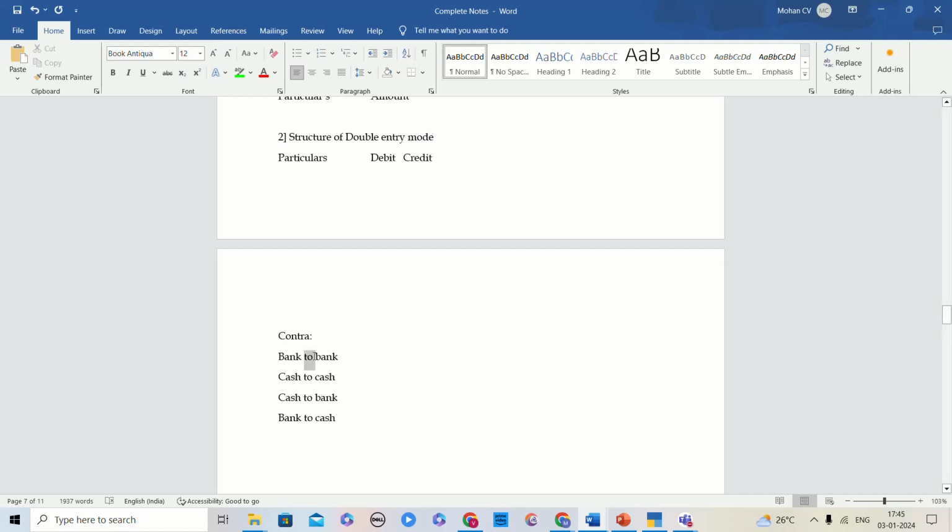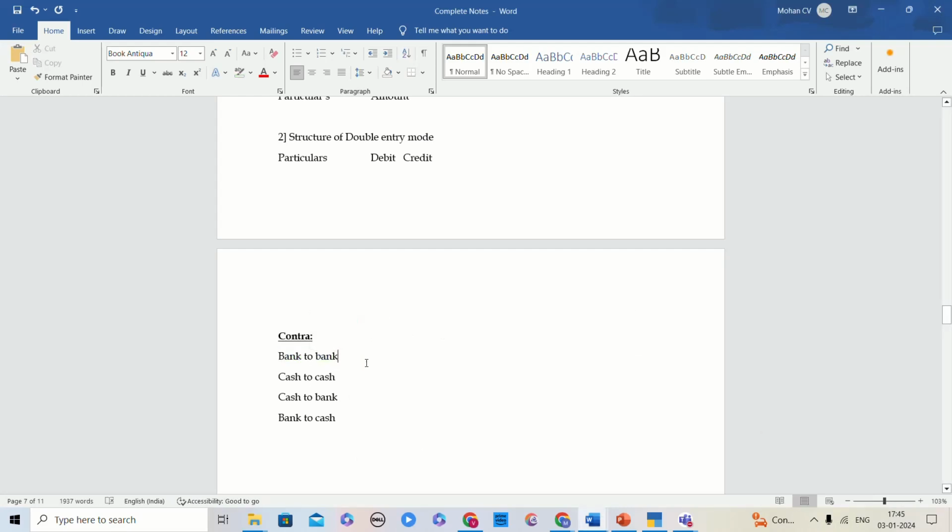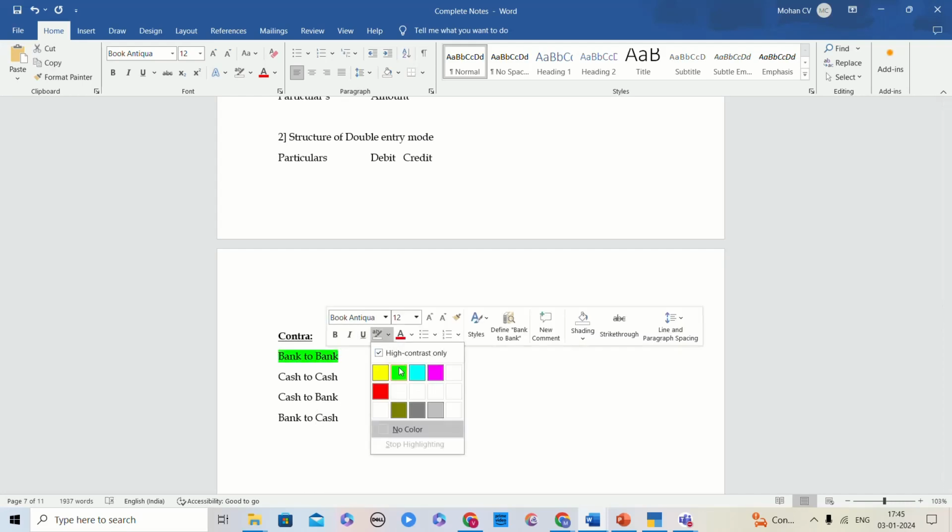Got the first one, bank to bank? Hello. You understood what this bank to bank transaction means? No, no, I explained to you the first one, bank to bank, right? What did you understand bank to bank means?